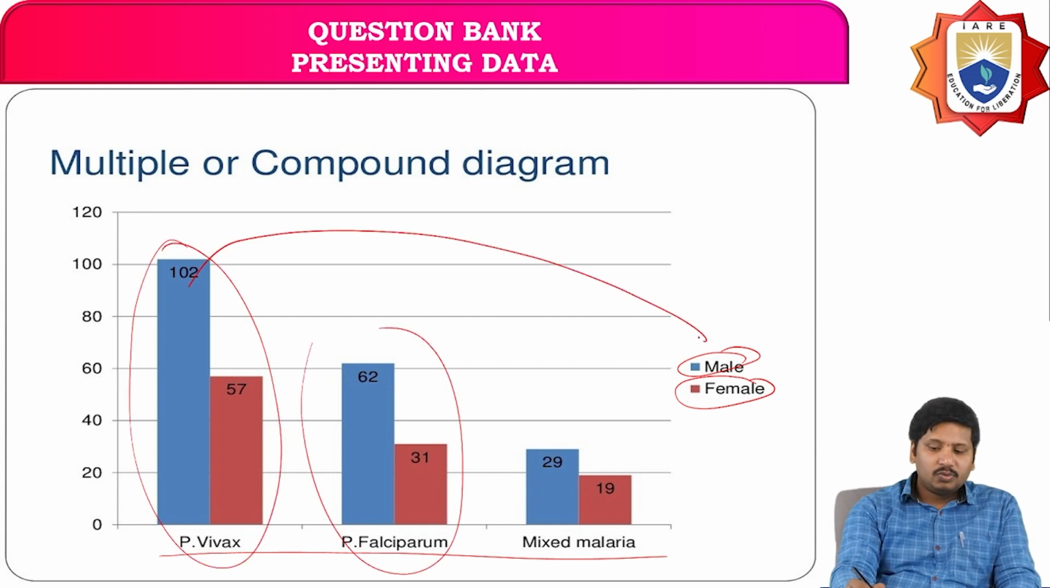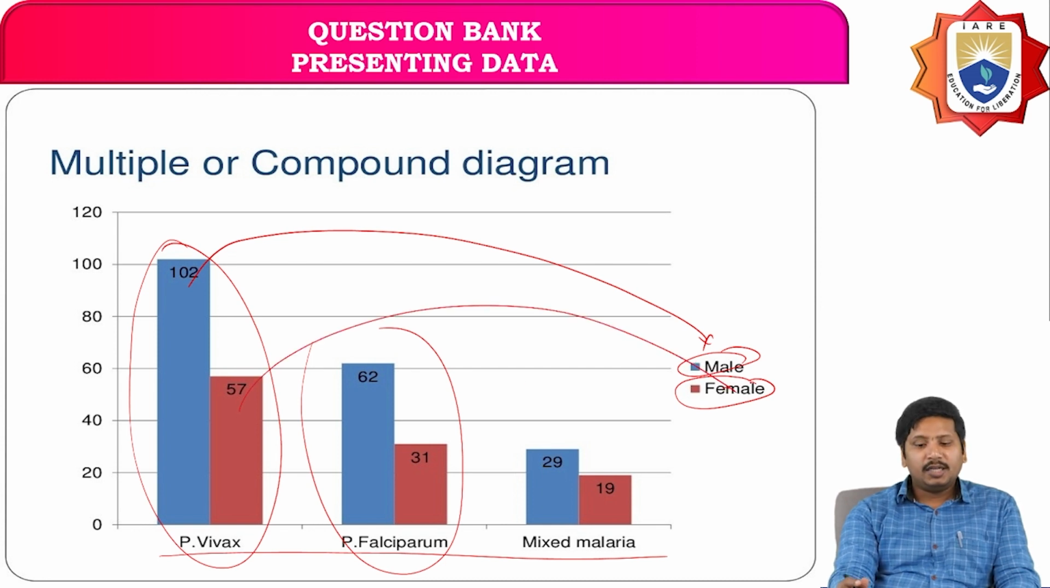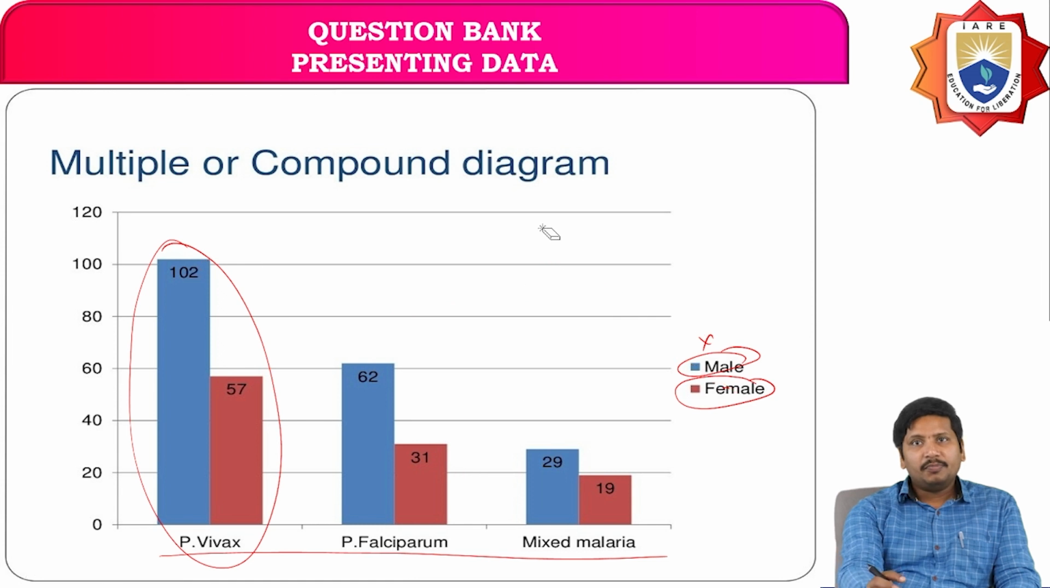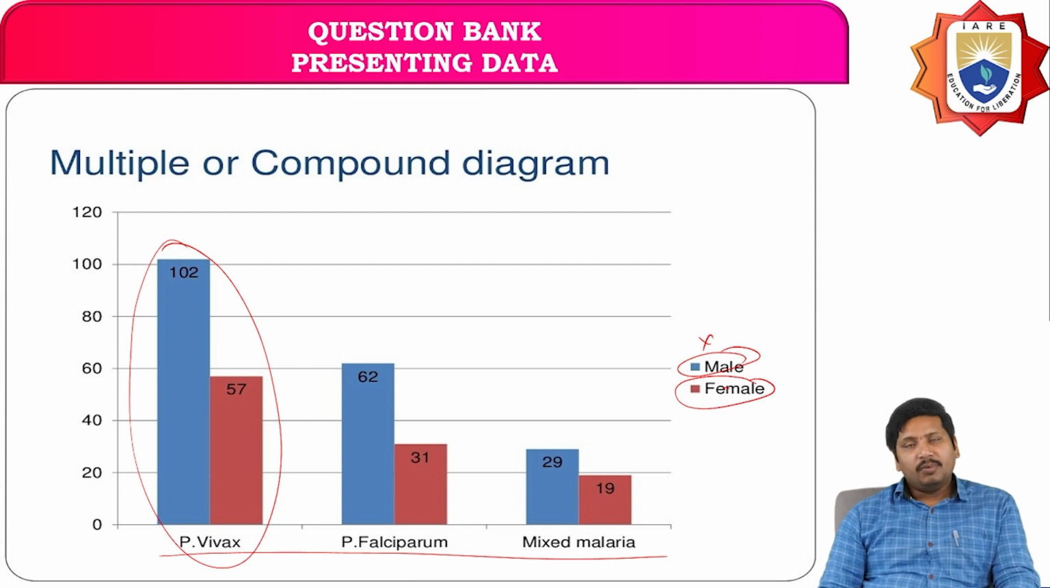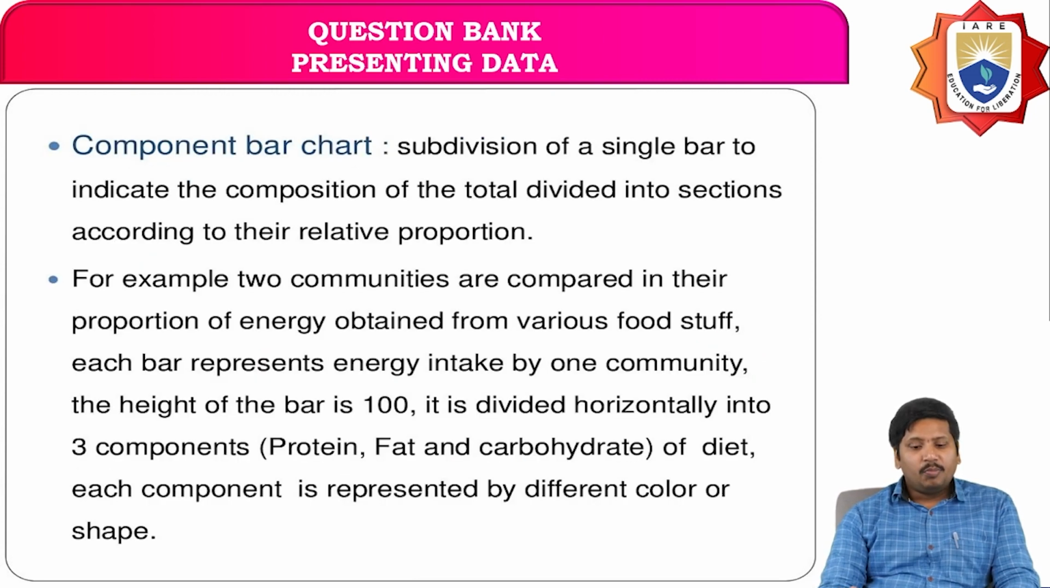So here the blue one is going to indicate the number of male people, and red is going to indicate the number of female people. Like this, we are able to differentiate the attributes of more than one. Then we have to go for multiple bar diagram. And the next one is the component bar diagram.